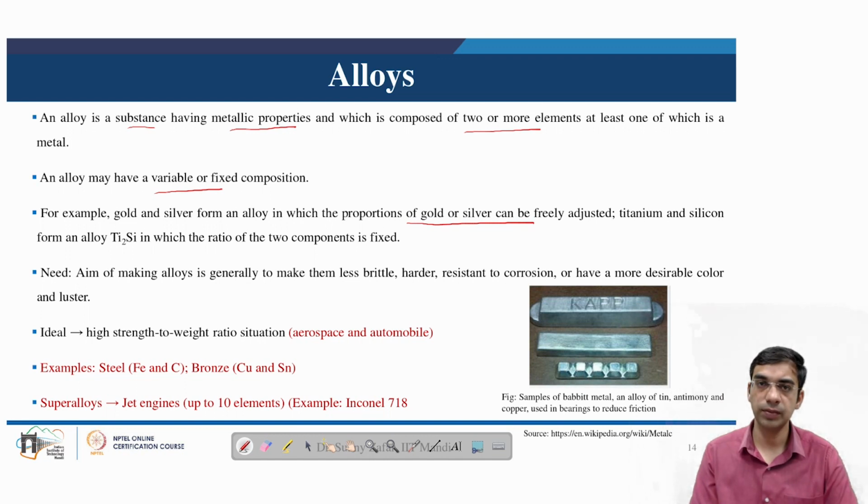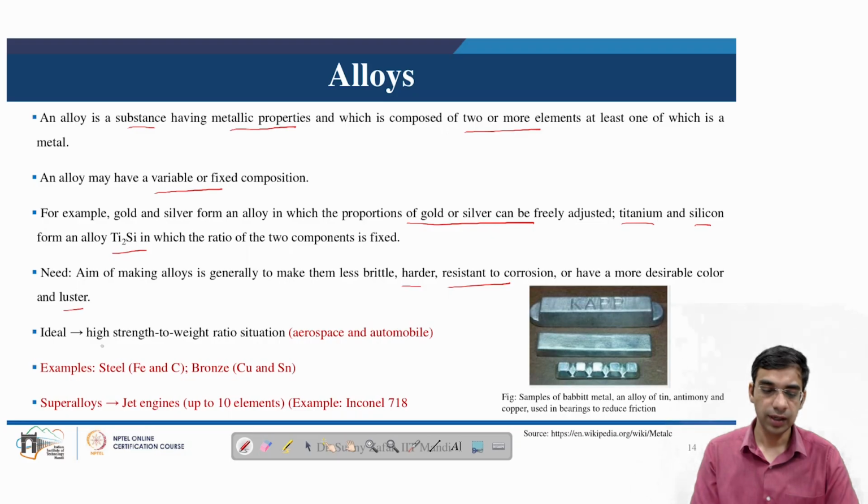This is because their atomic radii are very near. Or in some cases, like titanium and silicon based alloys, the ratio is fixed, because only in that particular ratio is the alloy formed, and in other cases the alloy may not be formed. The aim of making any alloy is generally to improve the properties compared to the pure metals. Properties like making them less brittle, making them harder, making them resistant to corrosion, or giving them a more desirable color and luster.